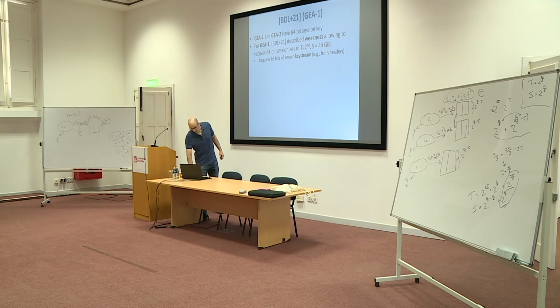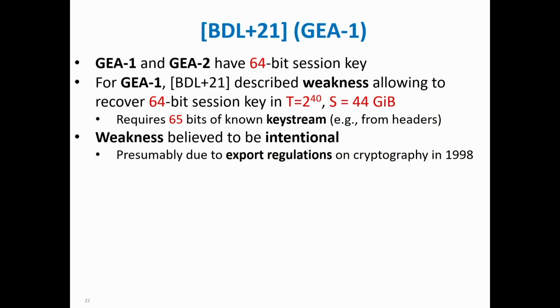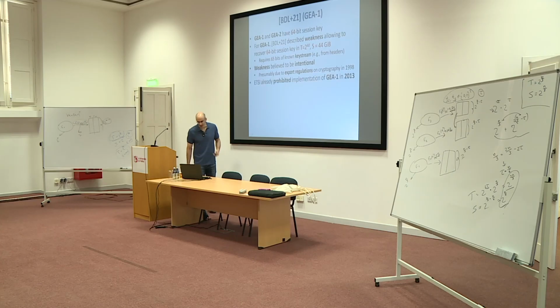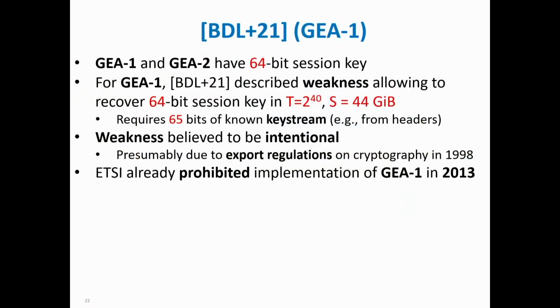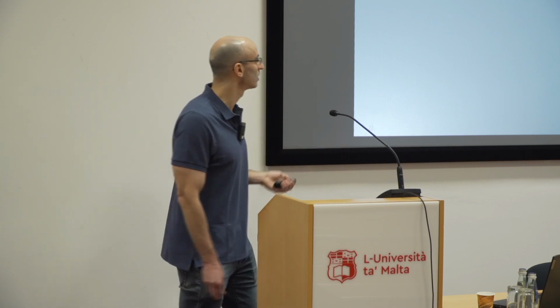The weakness they disclosed is actually believed to be intentionally hidden by the designers. This is because some export regulations on cryptography were in place when the cipher was designed, in 1998. ETSI already prohibited the implementation of GEA1 in 2013, because there was some analysis that was not entirely public, but there were rumors that the cipher was not very secure.